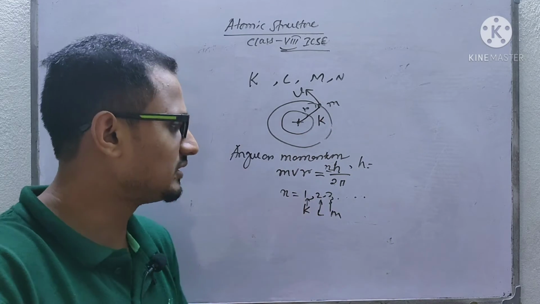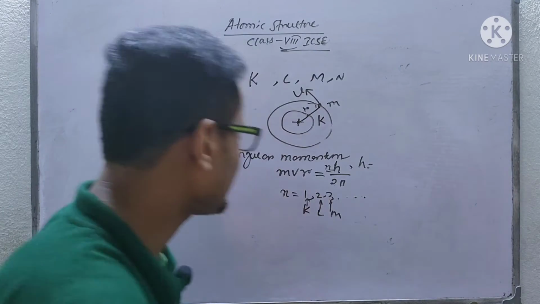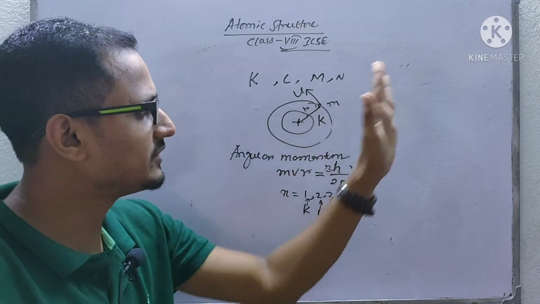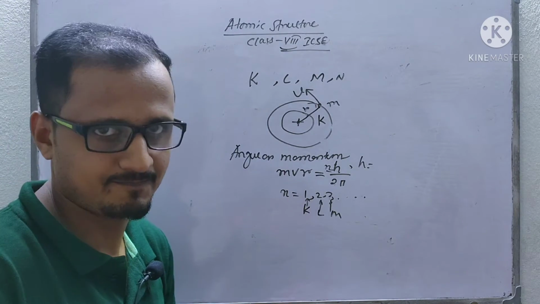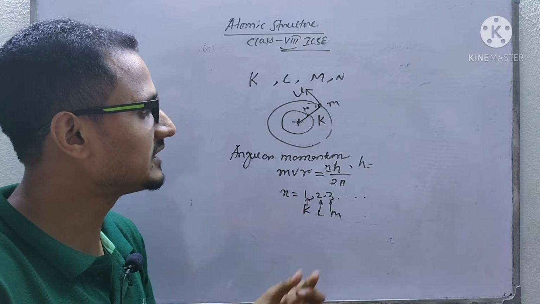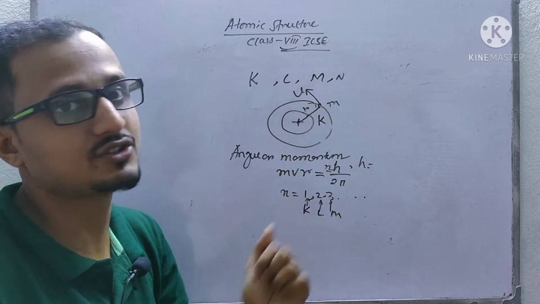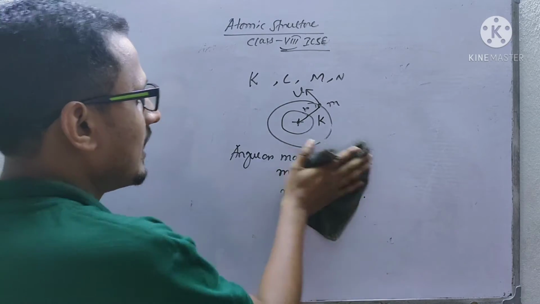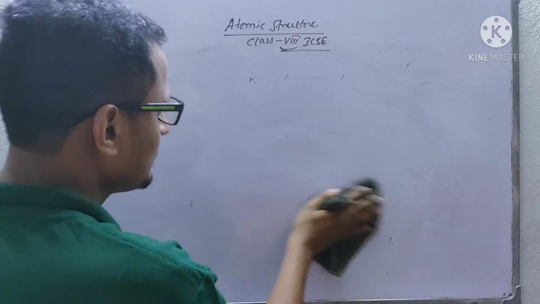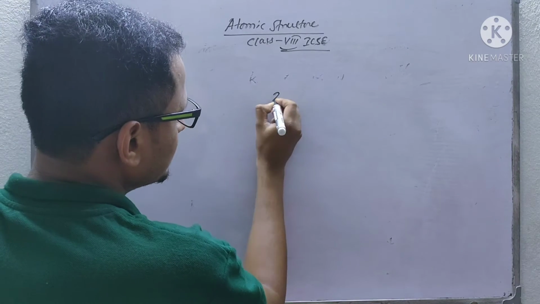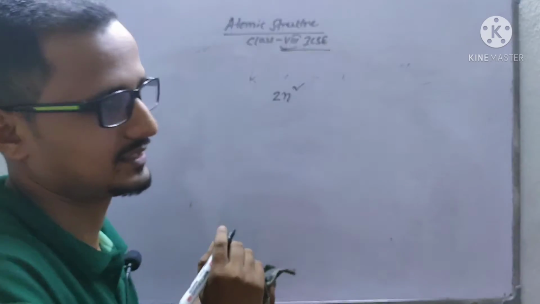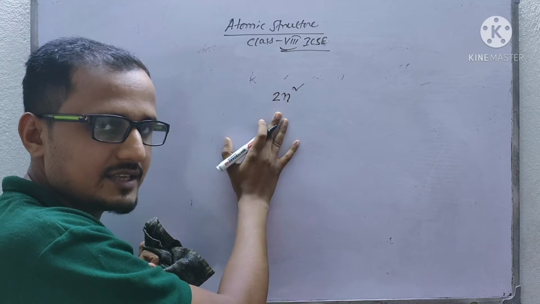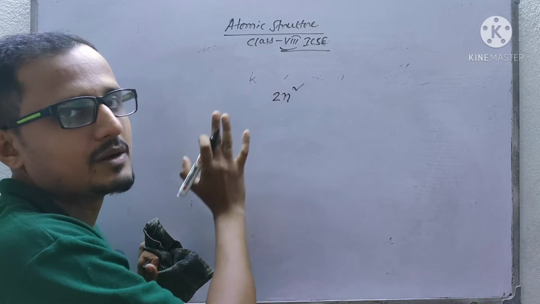Now Bohr has told that K, L, M, like that orbits will be there, and in different orbits different numbers of electrons will be there. It is not that all the electrons are in the same orbit. How can we count the number of electrons? That is by the rule 2n square. By this rule we can count the maximum number of electrons present in an orbit.